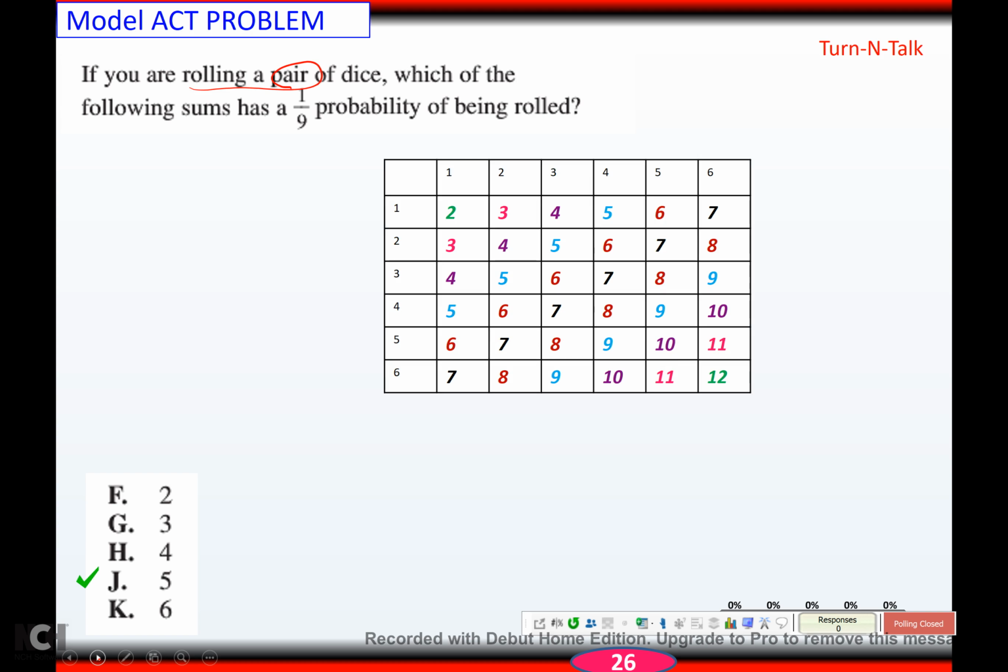When you roll a pair of dice, the first die could be 1 through 6, and the second die could be 1 through 6. So if you rolled a 1 and a 1, that sum would be 2. If you rolled a 2 and a 1, that sum would be 3. If you rolled a 3 and a 1, and so on and so forth.